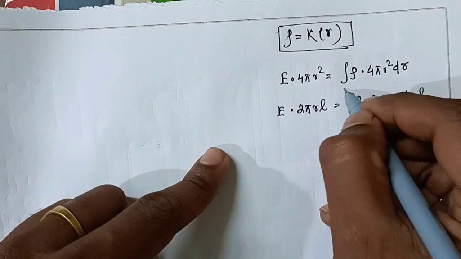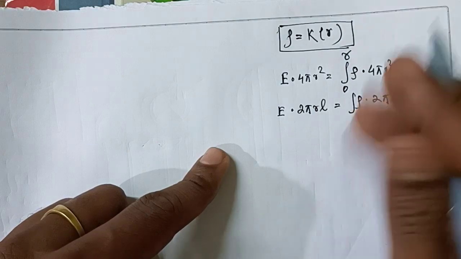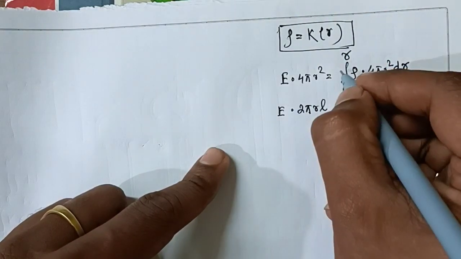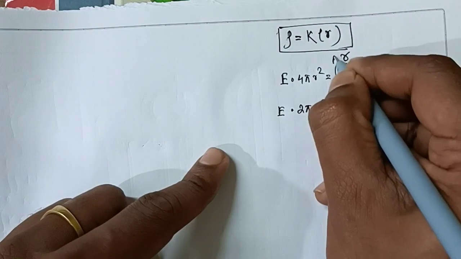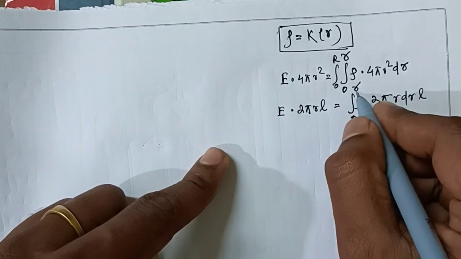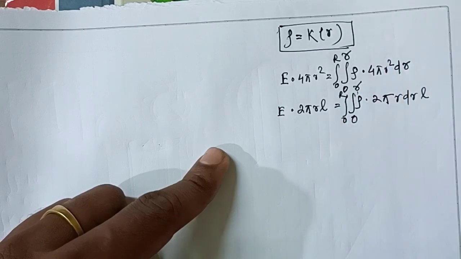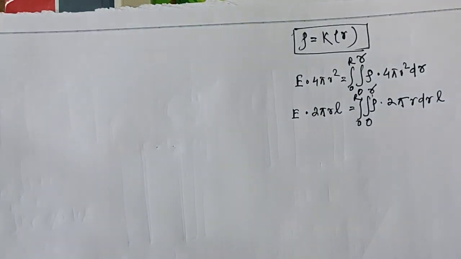If the point is inside, I will think the limit is 0 to r. If the point is outside, I will think the limit is 0 to capital R. If the point is inside, the limit is 0 to r. If the point is outside, we will think up to the body. A body means whatever the radius of the body, we will think about it.